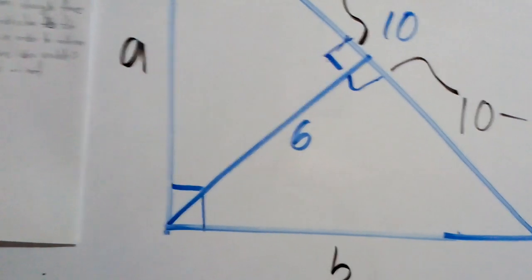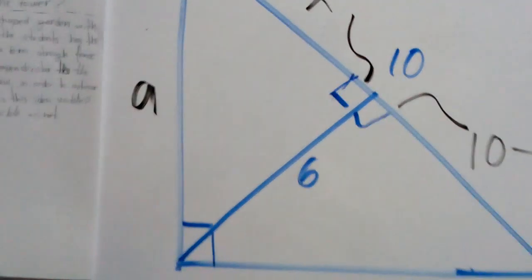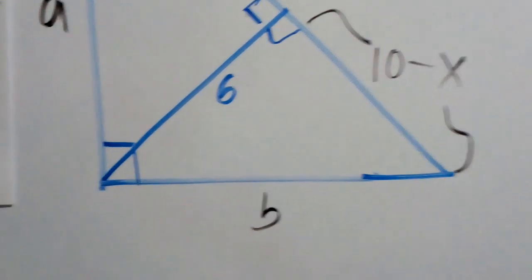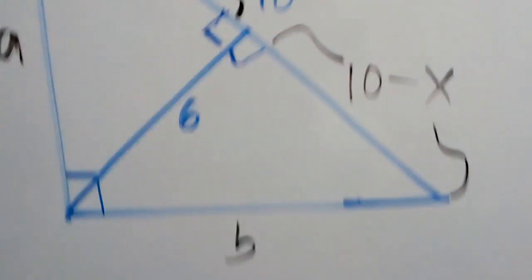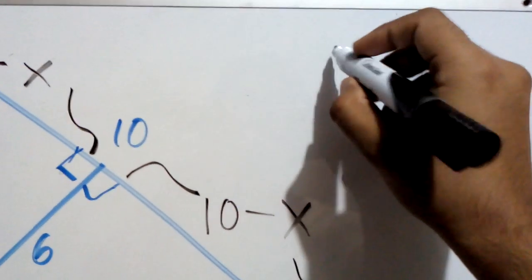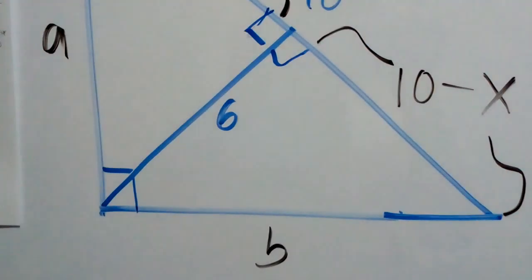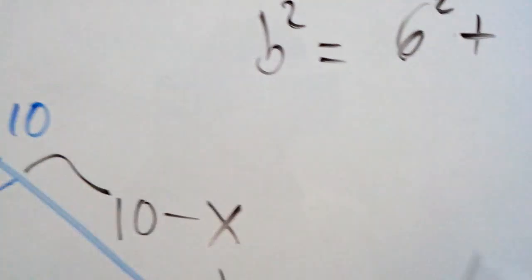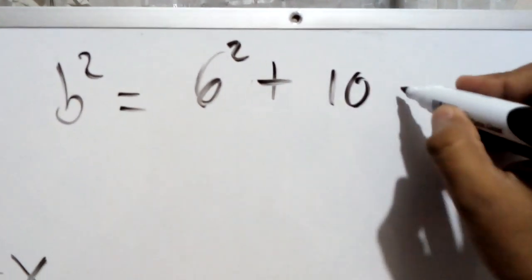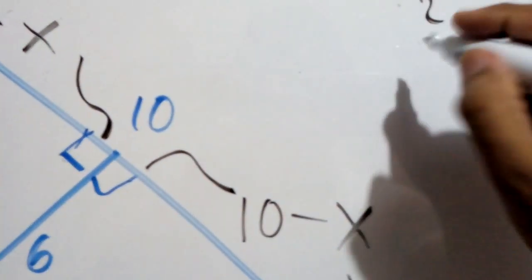This triangle, from the problem we know this is perpendicular, so we have a right angle here, a right angle here. That's the reason we know this is a right triangle. So the opposite side is the hypotenuse. This B is the hypotenuse. So let's write the Pythagorean theorem for this triangle. It's B squared, the hypotenuse squared, equal to the sum of the legs squared. So this is one leg, so it's 6 squared plus the other leg squared, and the other leg is 10 minus X squared. Let's put this B.